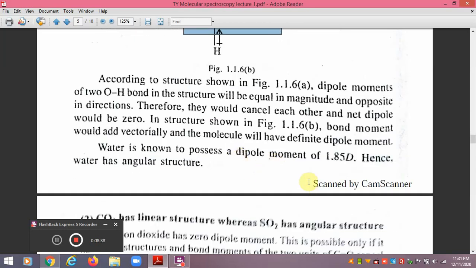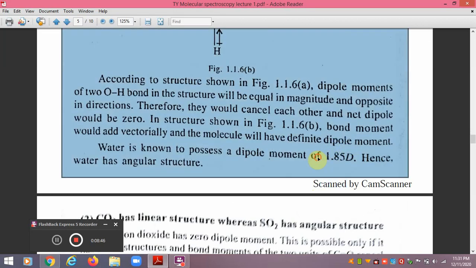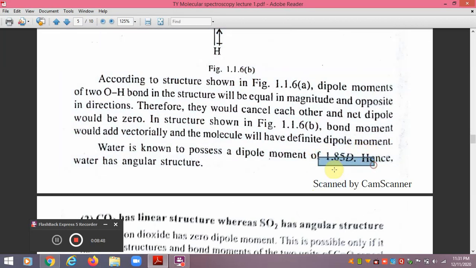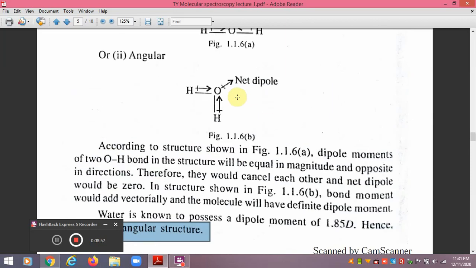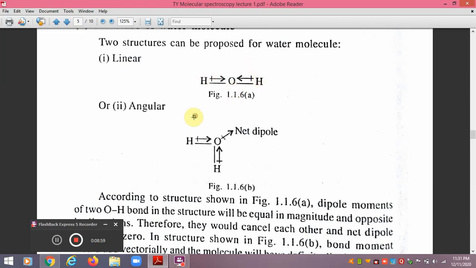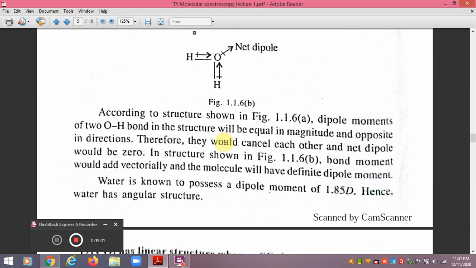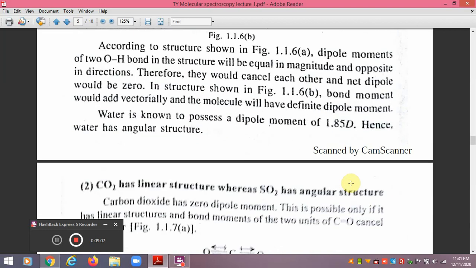But in practice, when the actual dipole moment of the H2O molecule is studied, it is observed that the molecule shows a dipole moment of 1.85 debye. Hence water exists in an angular structure and not in a linear structure. This is very important to note here. Because of its angular structure, the water molecule shows 1.85 debye dipole moment.